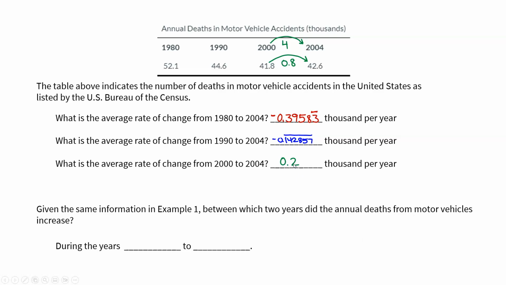And a positive average rate of change would indicate an increase. So it was during the years of 2000 to 2004 that there was an increase in the number of motor vehicle deaths. So that's the end of this problem, and that is the end of this video.